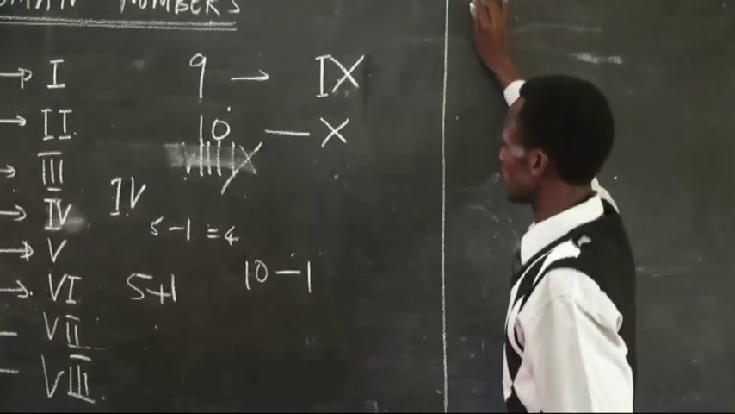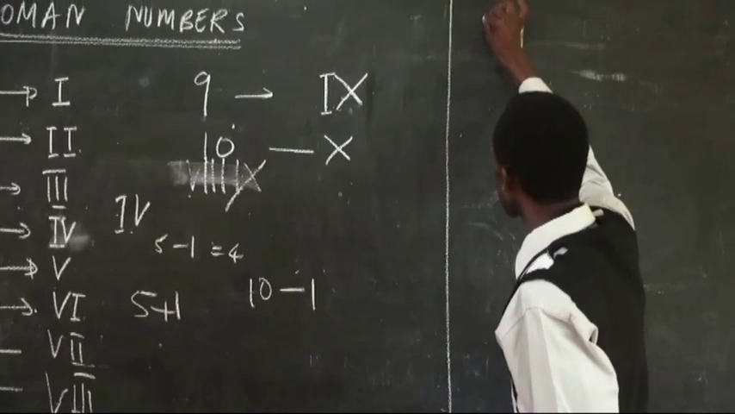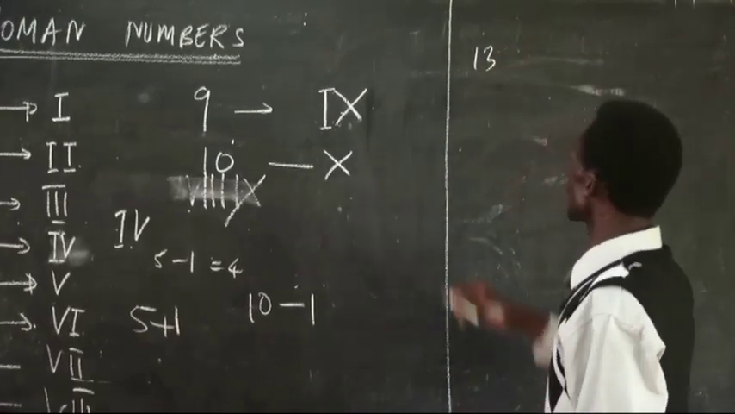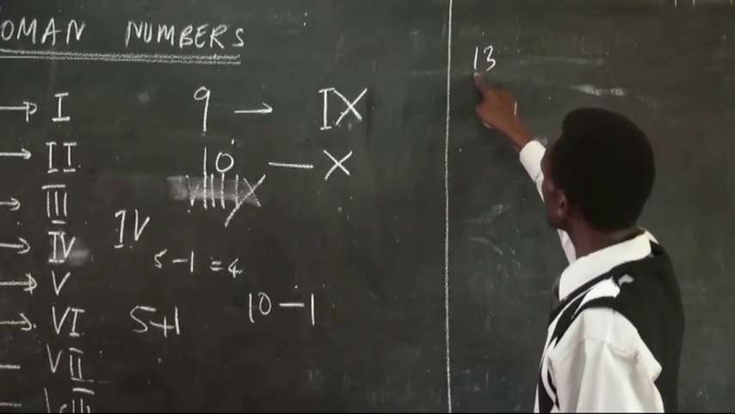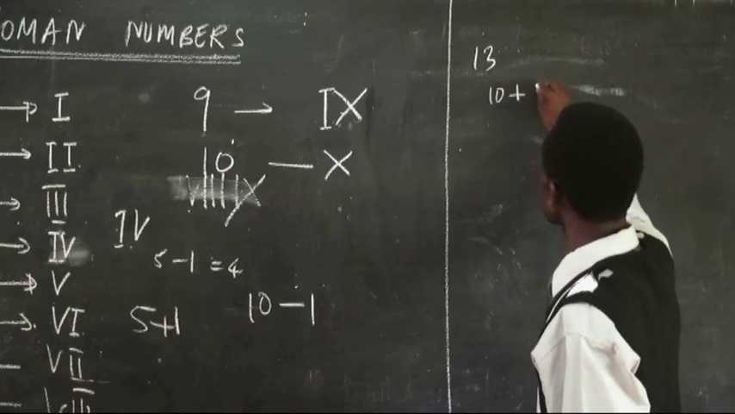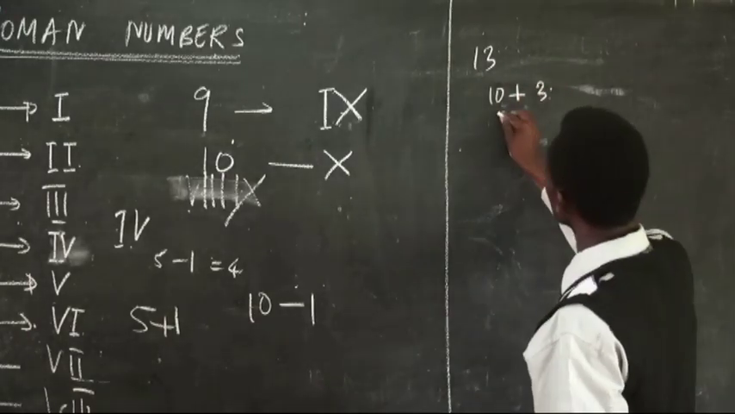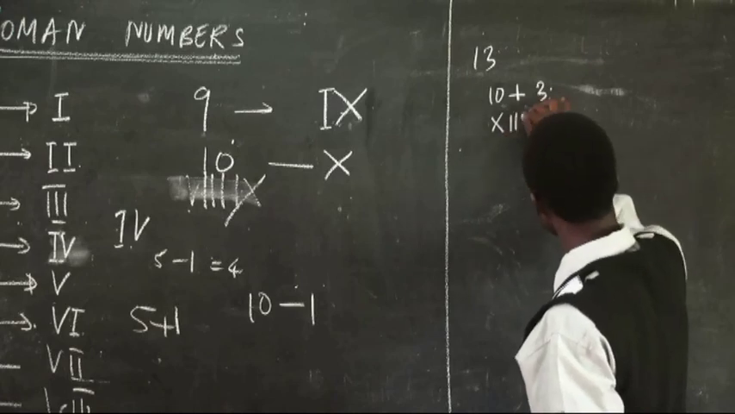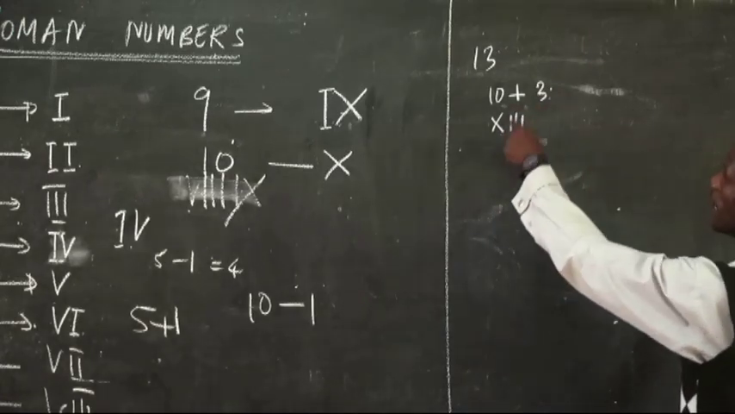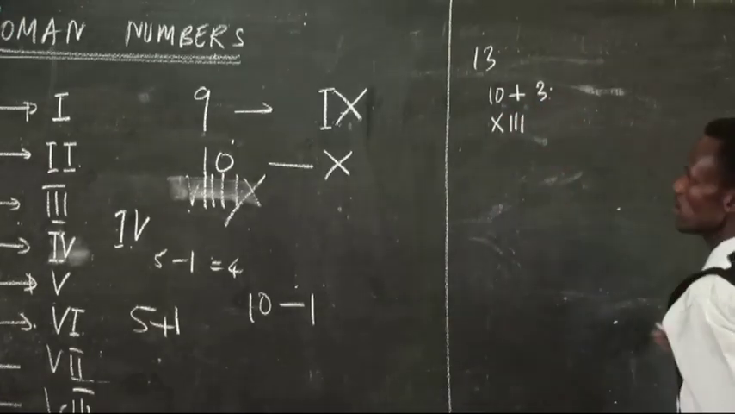Example 11. Maybe we give 13. So this is 13. Now you write this as 10 plus 3. If this is 10 plus 3, you write 10 and then you write 3. So this is what you have said: 10 plus 3.